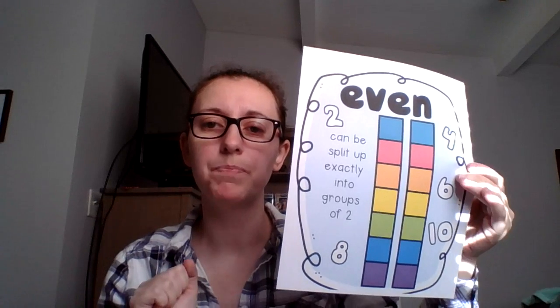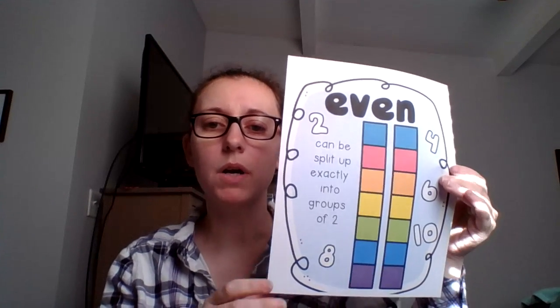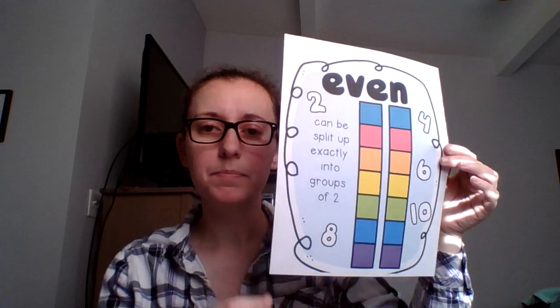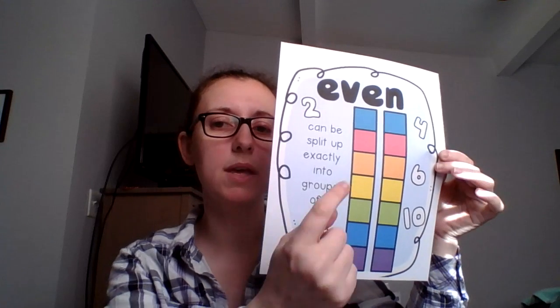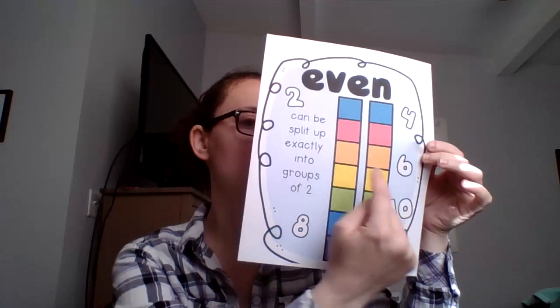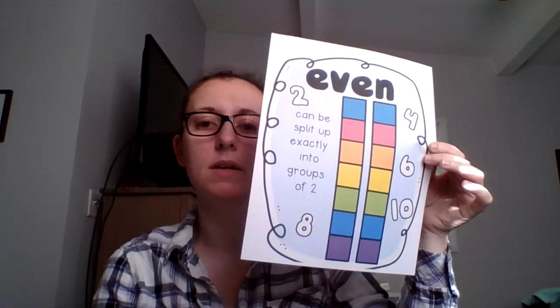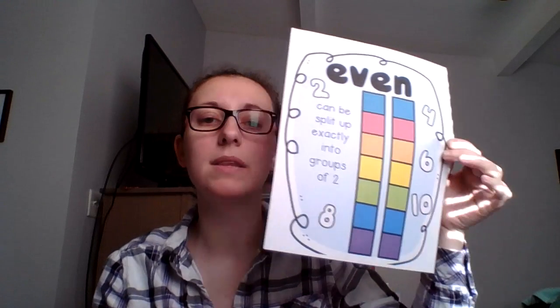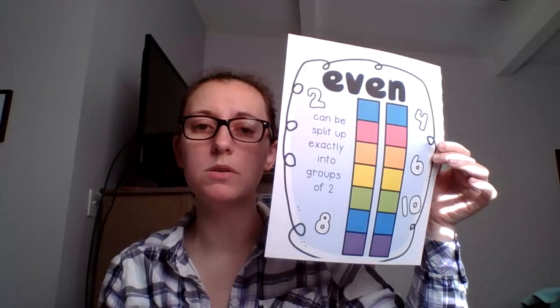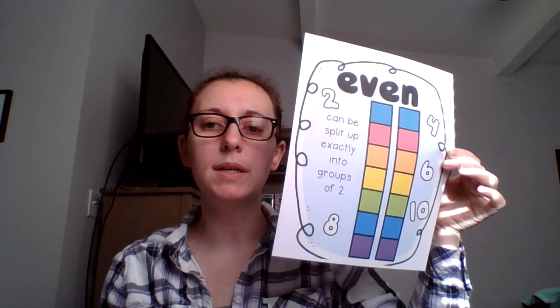Even numbers are numbers that end in the ones column with a 0, a 2, a 4, a 6, or an 8. So in turn, that means that 10, since we said it ends in a 0, would be an even number because it ends in a 0. And we're looking at the ones place.